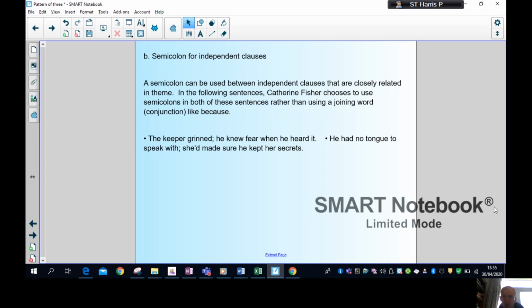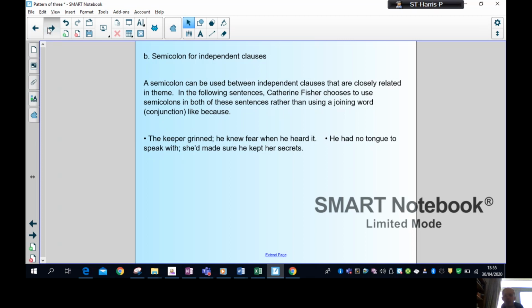You can see the examples Catherine Fisher uses here. So, the keeper grinned. He knew fear when he heard it. He had no tongue to speak with. She'd made sure he kept her secrets. So we could have replaced that semicolon with some sort of conjunction, like "because".